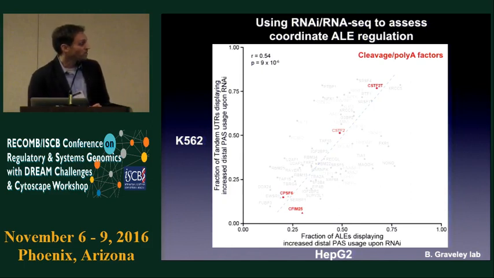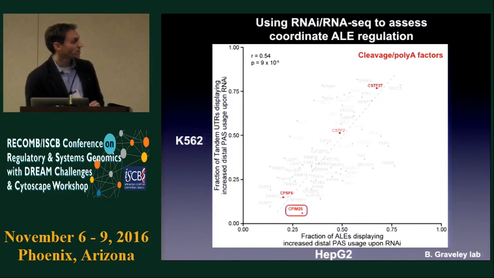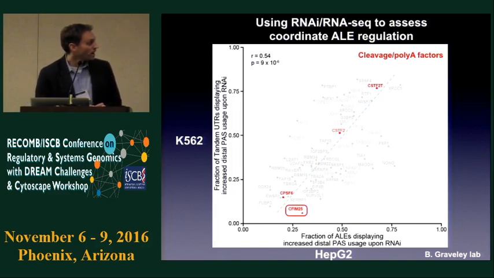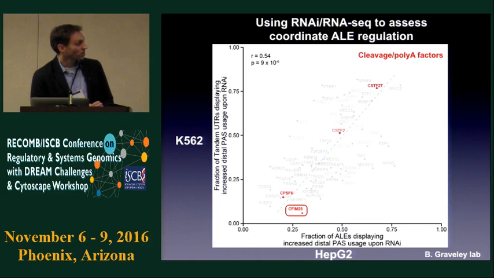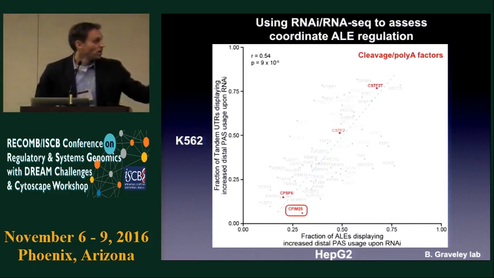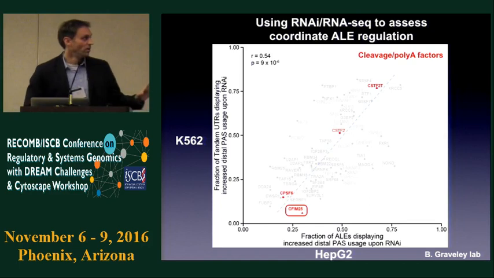The one that really stuck out to us was this one down here, CFIM25, also known as CPSF5, where when you knock it down, you get this really dramatic shift of the tandem UTRs. They almost all go proximal. It's like 90% or something of the ones that change go proximal, and about 75% of the ALEs go proximal. So this is a factor that can affect a large number of UTRs in a consistent direction.